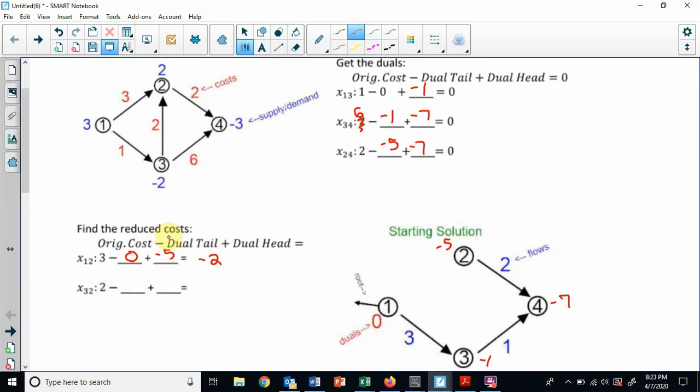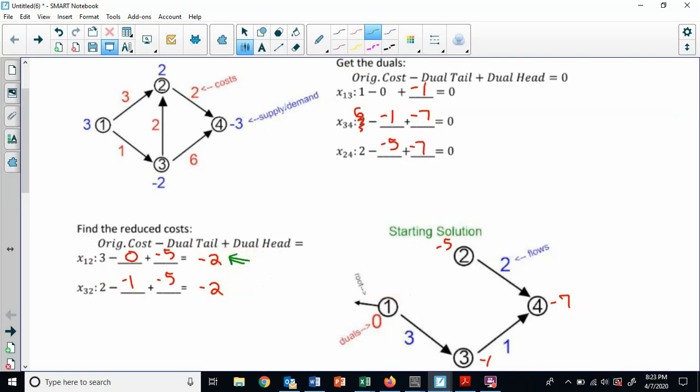So let's see, x 3, 2. What was the original cost? 2. I have that in there for you. Minus the tail. What's the dual on the tail? -1. Plus the dual head, which is -5. So let's see, that's 3 minus 5. That's also -2. So they are both just as attractive. Okay? So when there's a tie, you can choose either. I'm going to choose the one that's smaller lexicographically. Remember what that means is it has a smaller index. So I'm going to let this one be the one to enter.